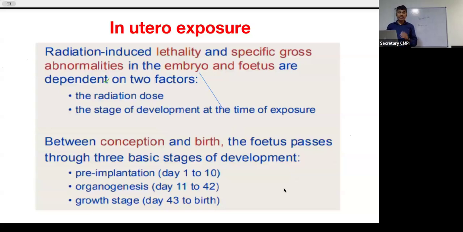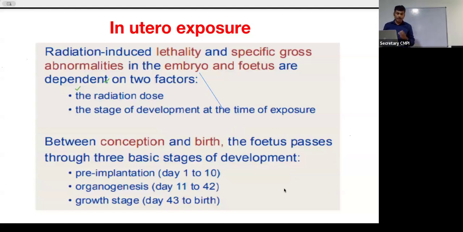Another important thing is in utero exposure. In utero exposure is the exposure to the female during the pregnancy period. That is taken as in utero exposure. Here also there are so many guidelines derived from various experiments and clinical data. Radiation-induced lethality and specific abnormalities in the embryo and fetus actually depend on two things.